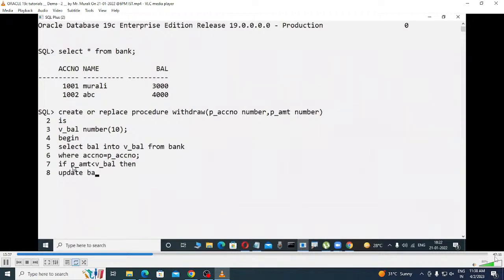Update table name, set balance equal to balance minus p_amount. Something is there where coding is there. Okay, fine. Now check it out. Some coding is there. Here I am writing a message, like in Java, some message I try to display: your transaction is successful.